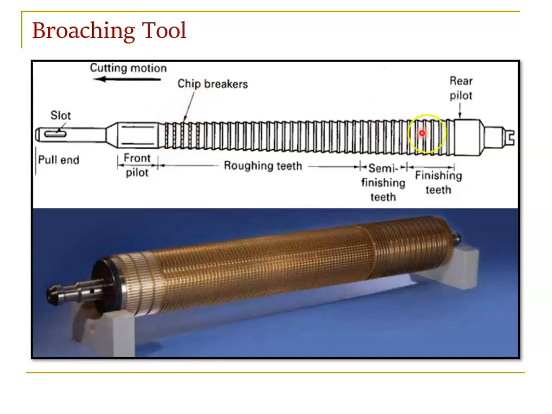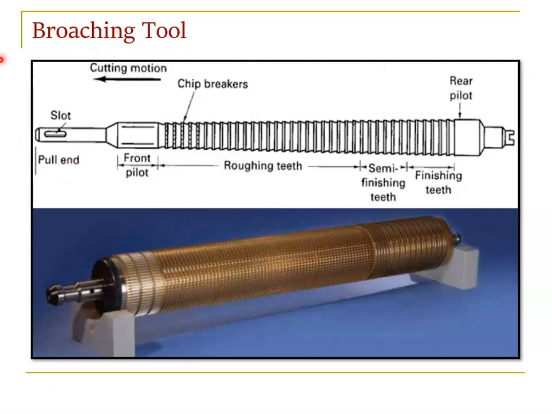Right. So front pilot, rear pilot. In between these two pilots we have teeth: roughing teeth, semi-finishing teeth, and finishing teeth. The roughing teeth have a chip breaker, and we have another feature at the pull end. At the pull end we have a slot. The pull end is used for aligning. For example, I have a hole, and I want to align correctly at its center. So the pull end acts as a passage, or acts as a guide, and we move it like a guide.